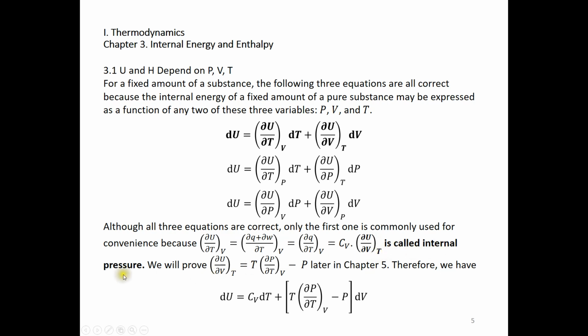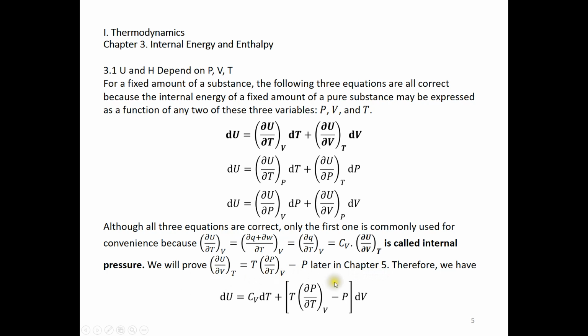It's called internal pressure. Why is it called internal pressure? First, this U is internal energy, and it's delta internal energy over delta V, so it's called internal something. And also, if you look at the unit over here, this delta U is in joule, delta V is in cubic meter. So if you have 1 joule divided by 1 cubic meter, you get 1 Pascal. That's the SI unit for pressure. That's why this is called internal pressure. We can prove this delta U over delta V under constant temperature is simply T times delta P over delta T under constant volume minus P, later in chapter 5.